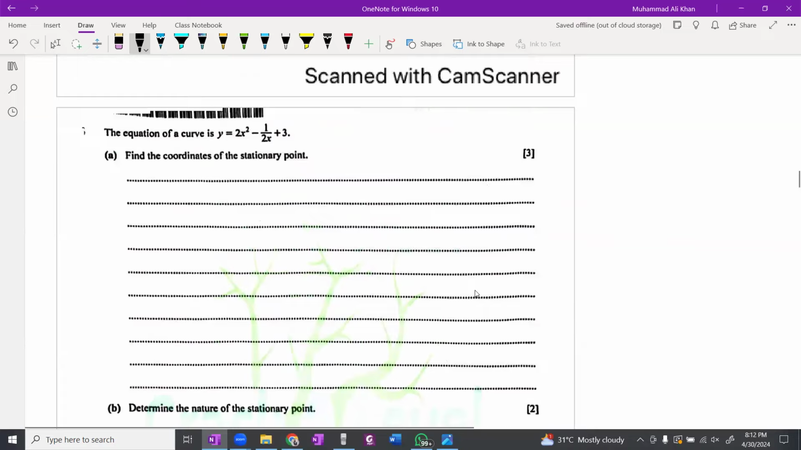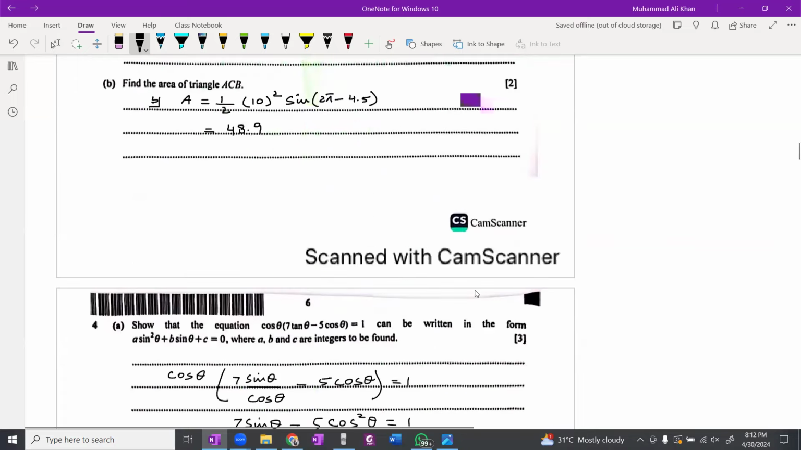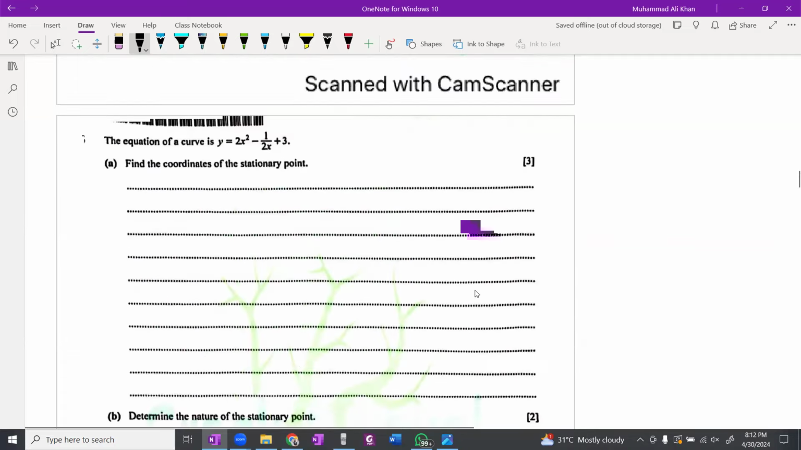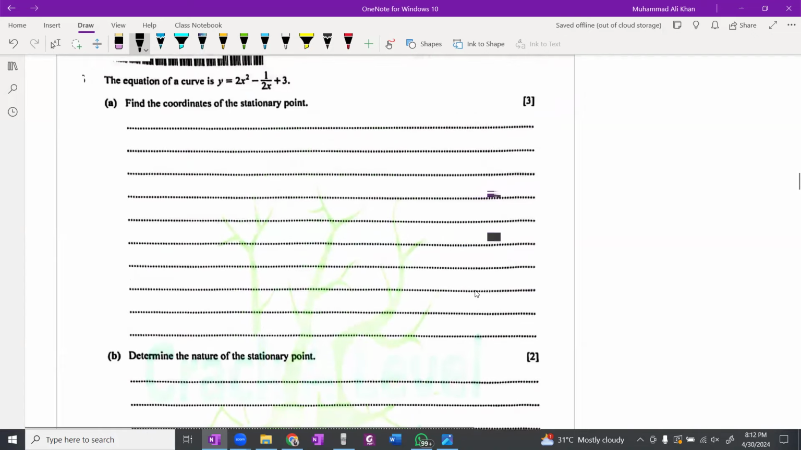Now, after that, this was question number 4. And now this is question number 5. What we have in question number 5: the equation of the curve is given. Find the coordinates of the stationary point. How can we calculate the coordinates of the stationary point?